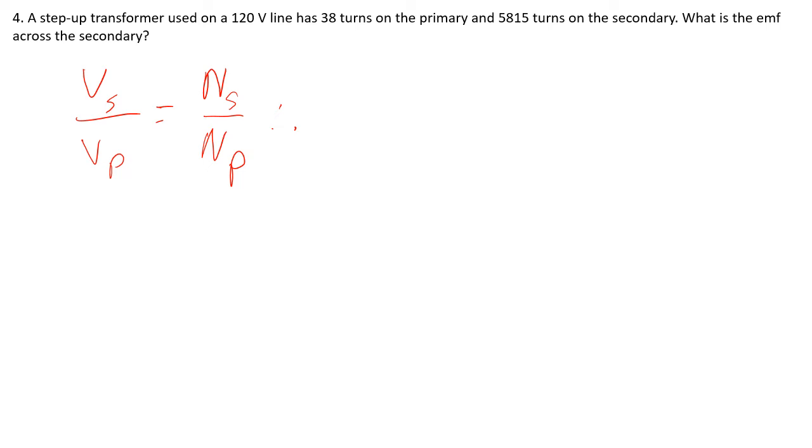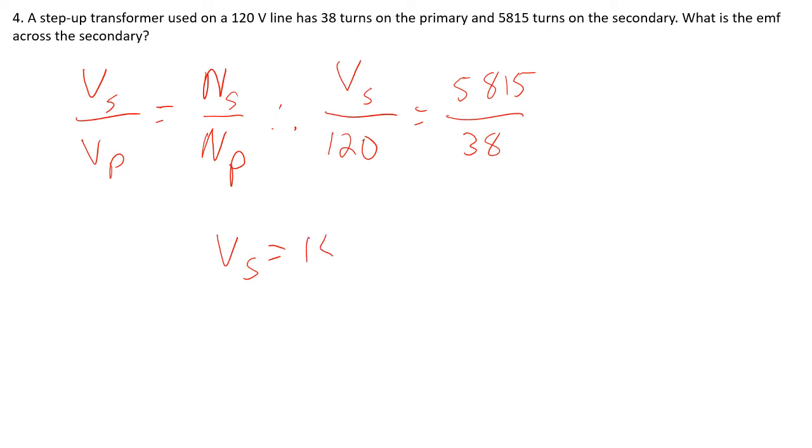So what we're looking for here is the voltage across the secondary, and EMF stands for electromotive force, which is another name for voltage. Just remember that if you don't know what it is, it's probably voltage still. The voltage in the primary is 120. The number of turns on the secondary is 5815 over number of turns in the primary, which is 38. So we cross multiply and divide, so 120 times 5815 divided by 38, and we should get the voltage across the secondary coil is equal to 18,363 volts.